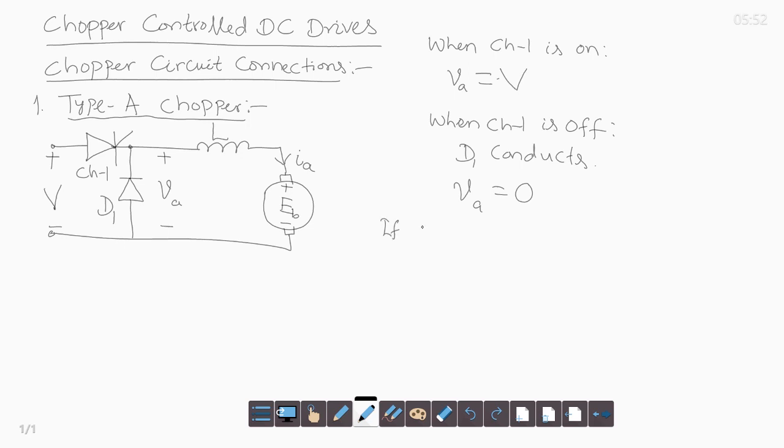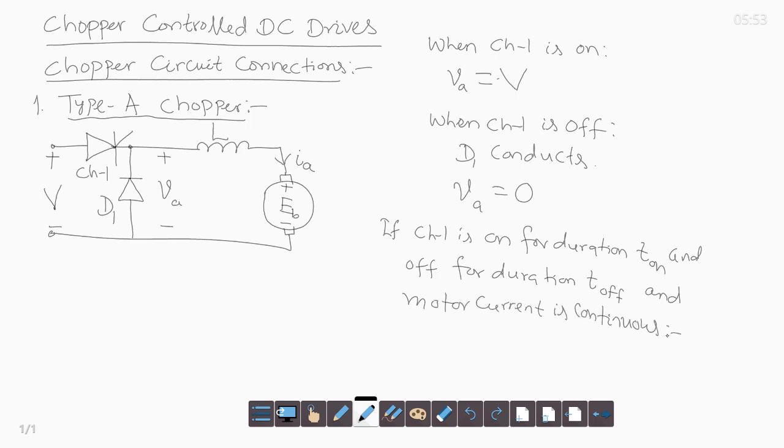So, if chopper 1 is on for duration T on, and off for duration T off, and the motor current is continuous, that means during the freewheeling period current does not go to 0, then the average voltage VA equals T on divided by T on plus T off times V, that is delta times V, where delta equals T on by T is the duty ratio.